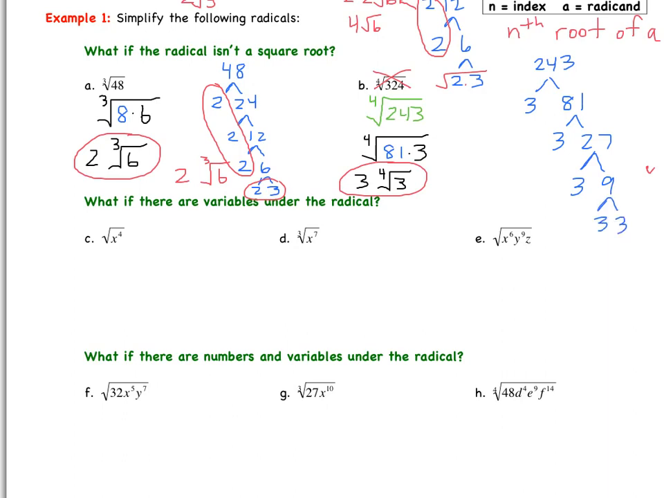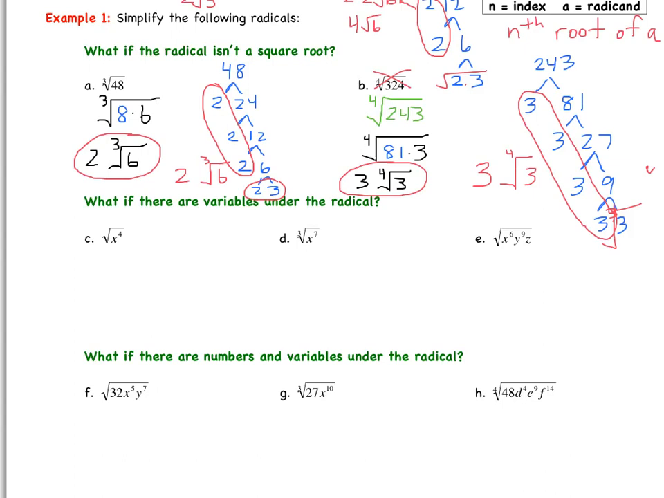Take a look at your index. Your index tells you how many numbers need to be in the group. Well, this time, I need 4 of the same number. Our index is a 4. So, do we have a group of 4 of the same number? Yes, we do. We've got 4 3s. So a 3 will come out, and the value that's left stays underneath our radical, and that should be a 4th root. So 3 times the 4th root of 3 would be our final answer.